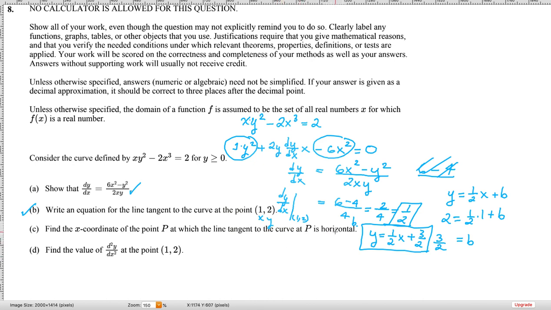You want to find out when it is that this derivative is 0. So you need to know when is it that 6x squared minus y squared equals 0, because that's going to enable you to figure out what you have here.